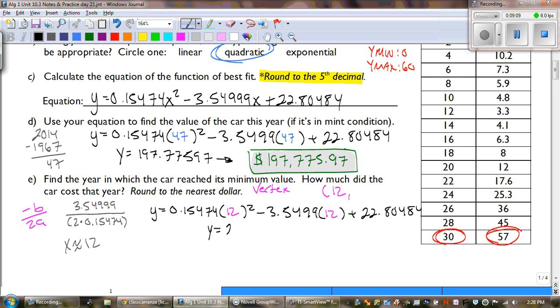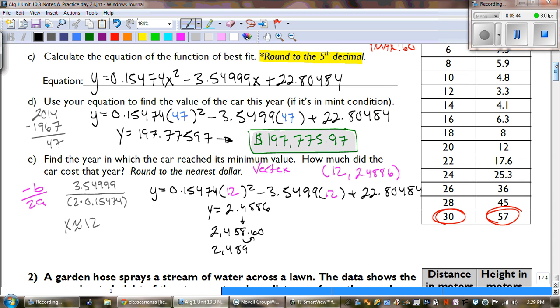All right, you should get 2.4886. Now, a couple things. They want us to round to the nearest dollar. So this number would be $2,488.60. So that tells us that we have to round that to 2,489.